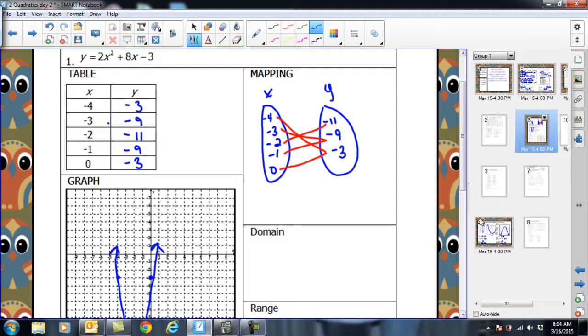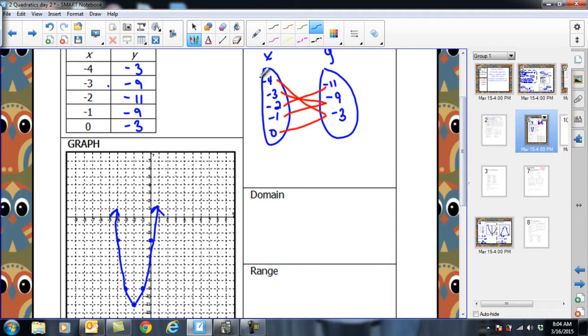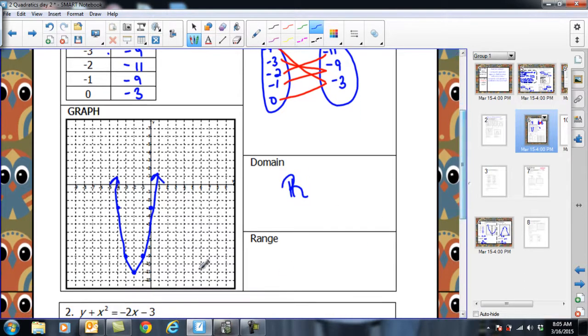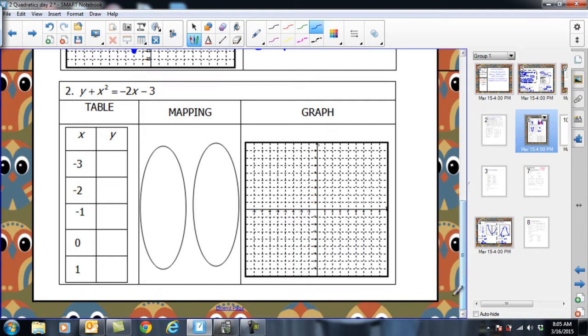So the domain for this function is not just these numbers, because you can see from the graph that it goes to the left and to the right forever, so the domain is all real numbers. And the range, since it's concave up and it has a minimum, starts down here at -11 and goes to positive infinity in the upward direction forever. So let's try another one.